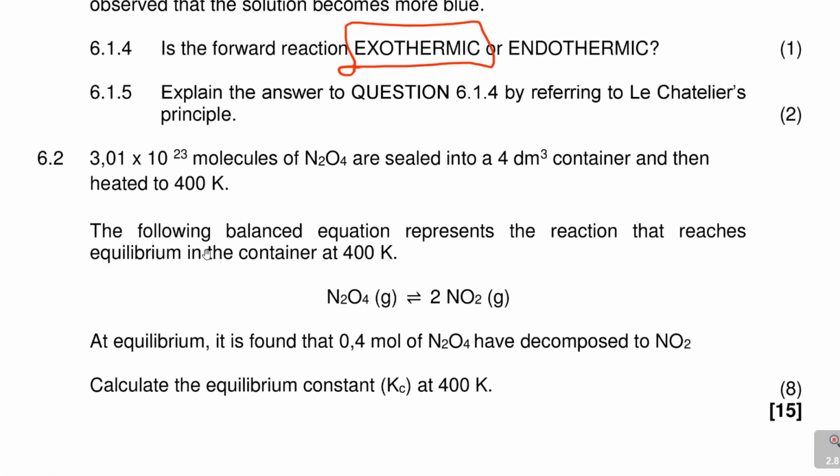Then it says 3.01 times 10 to the power 23 molecules of N2O4 are sealed in a 4 dm cube container and then heated. The following balanced equation represents the reaction that reaches equilibrium in a fixed container. At equilibrium, it is found that 0.4 mole of this has decomposed to this. Calculate the equilibrium constant. 8 marks.